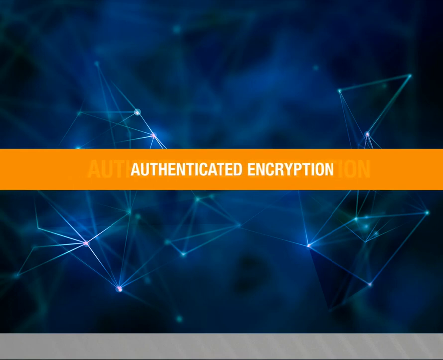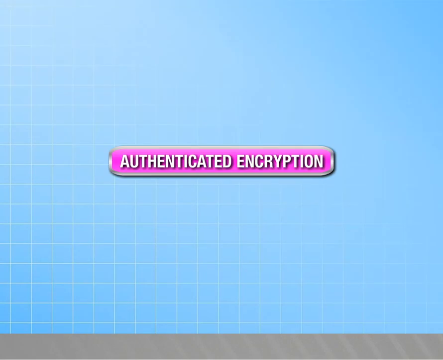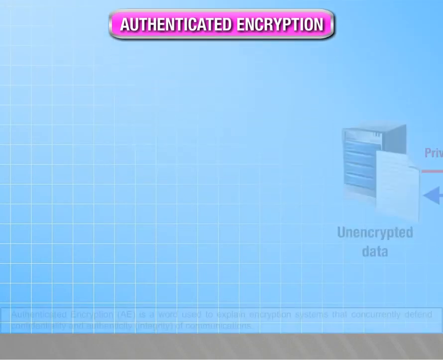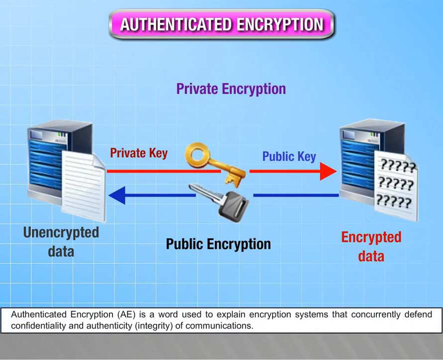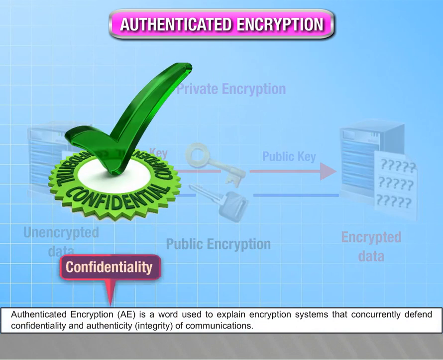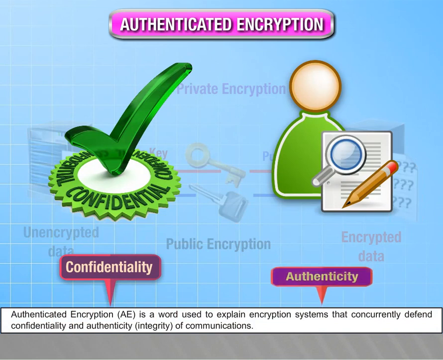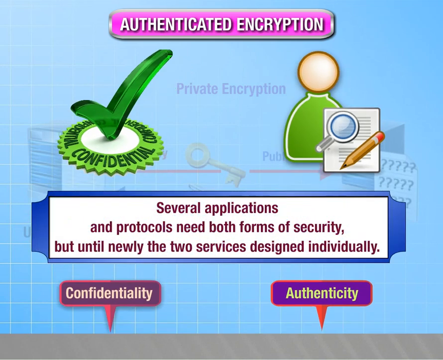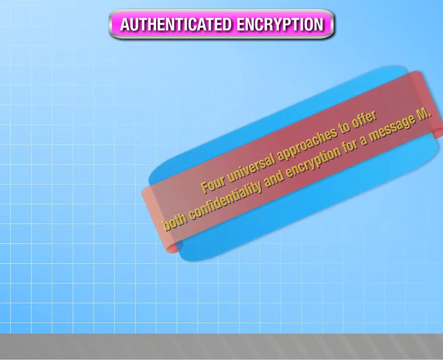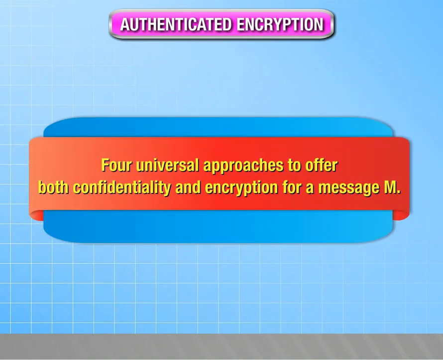Authenticated encryption. In this video, we are going to see about authenticated encryption. Authenticated encryption (AE) is a term used to describe encryption systems that concurrently defend confidentiality and authenticity, that is, integrity of communications. Several applications and protocols need both forms of security, but until recently, the two services were designed individually. There are four universal approaches to offer both confidentiality and authentication for a message M.